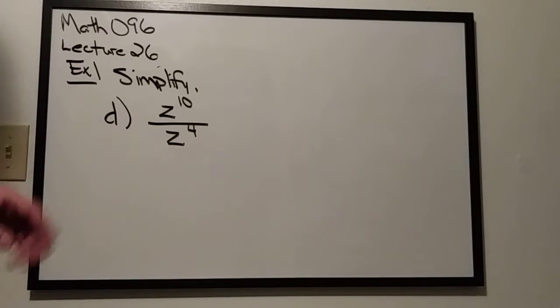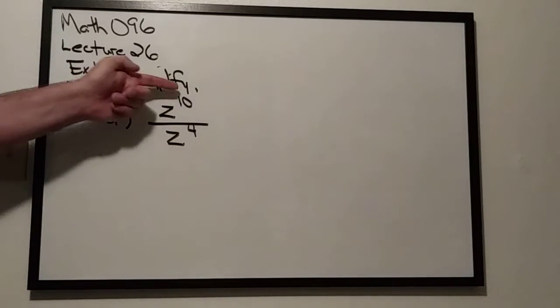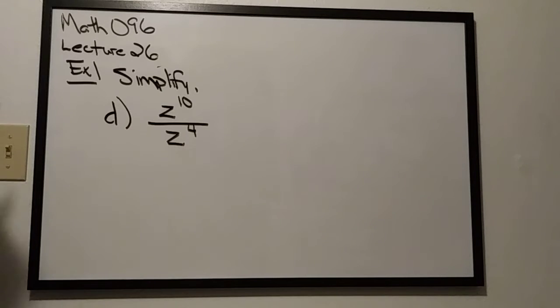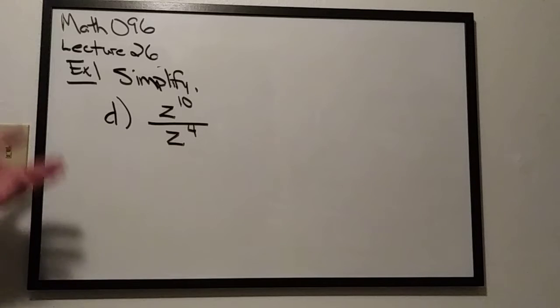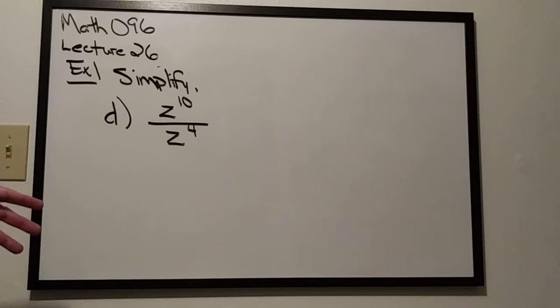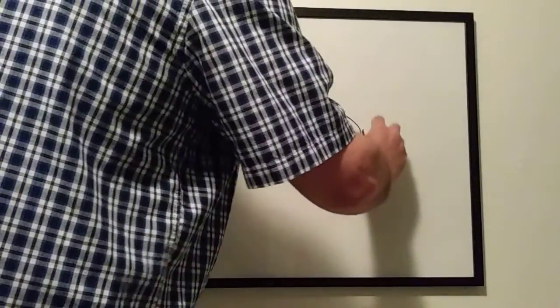So now we're ready for part D. We have z to the 10th divided by z to the 4th. Once again, the first thing you want to do is think about how these two pieces are connected. They're connected by division. And because they're connected by division, that means we're going to be using the quotient rule.